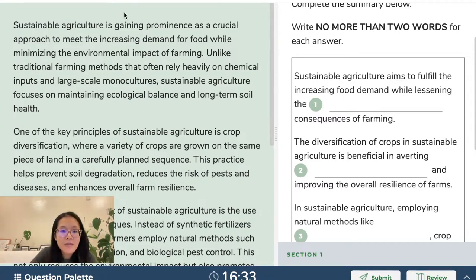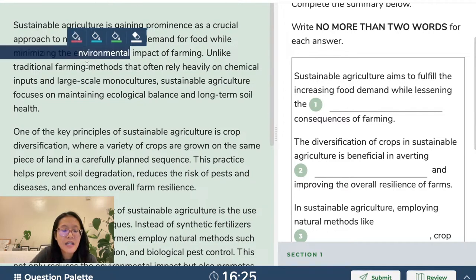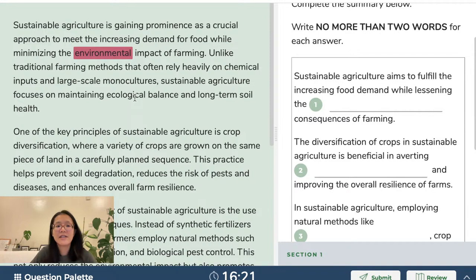So I'm just going to highlight the word environmental here, okay? Actually, on the website, you can highlight, see. You see how I am very bad. Okay, I highlighted it. The answer here, environmental, okay?